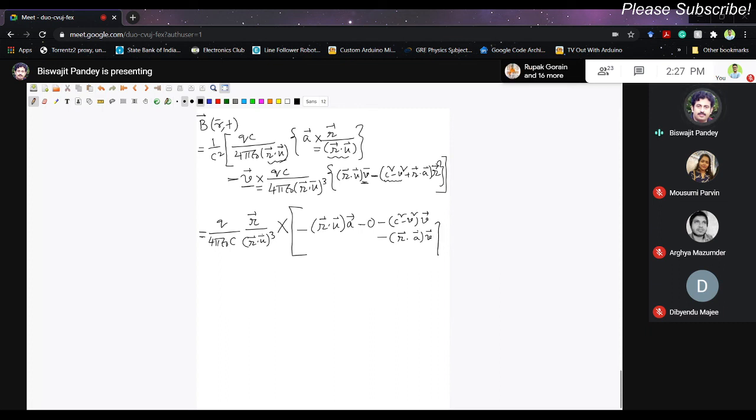Right, this is the magnetic field. Yeah, we can still simplify, I think. Let us simplify further, because these two terms can be clubbed together. You see, this v can also be written in terms of u, I think.